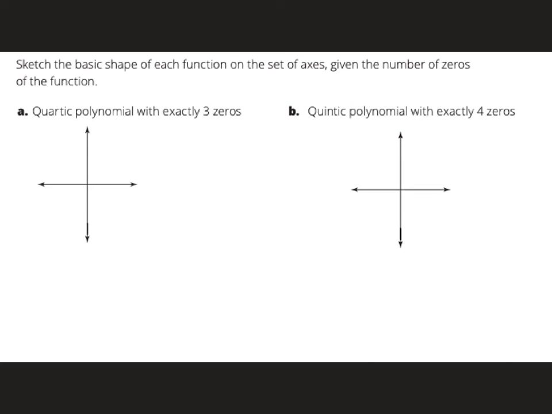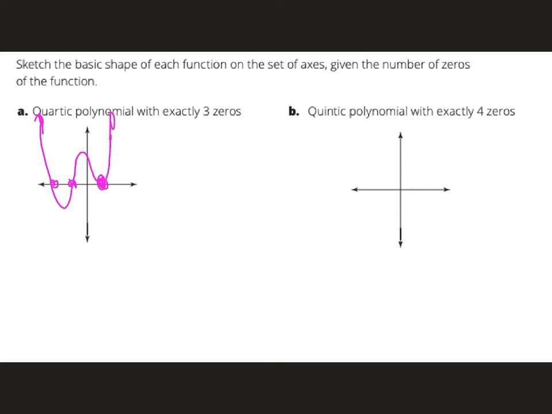Sketch the basic shape of each function on a set of axes given the number of zeros of each function. Quartic polynomial with exactly 3 zeros. So quartic, you could either pick end behavior like this or end behavior like this. You get to choose. I don't think it matters. I did those first, so I'm going to do that. Exactly 3 zeros. So 1, 2, I have now committed myself. Oh, I missed. Make it a bigger dot. 1, 2, 3. So I bounced there.